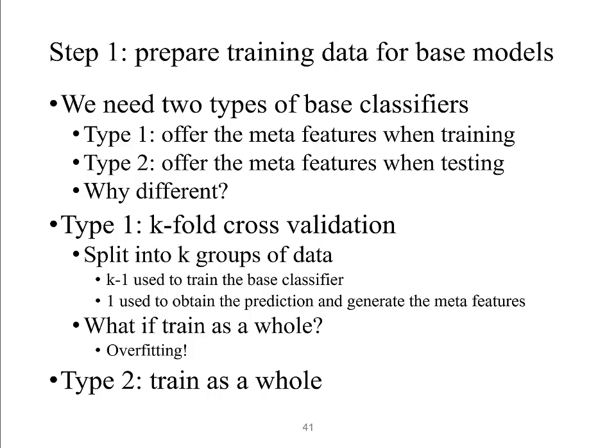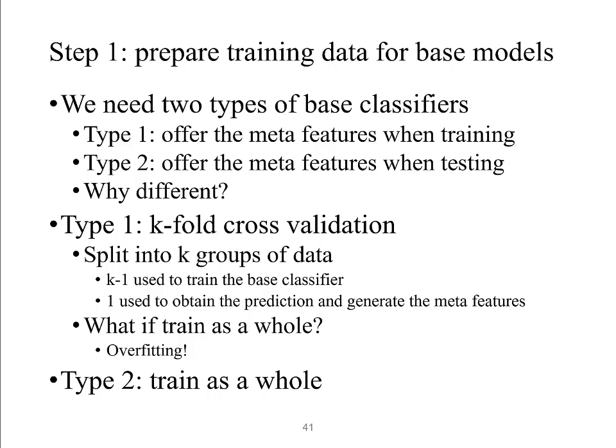And also, for the type 2, we train as a whole. This is to generate the meta features for the prediction or for the testing. But if we use the same classifier as trained in the first stage, because of this overfitting, it will hugely affect the performance of this meta classifier, or the prediction accuracy.